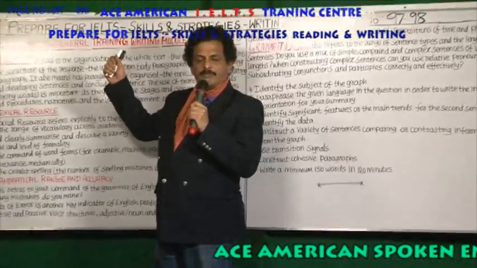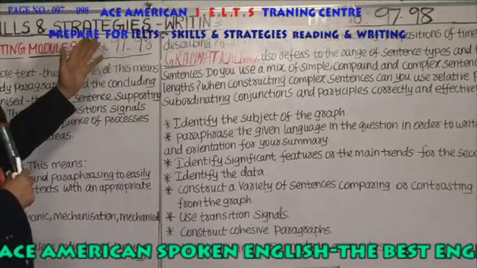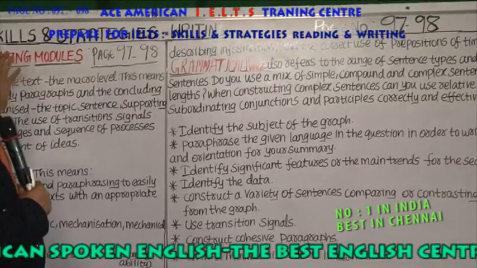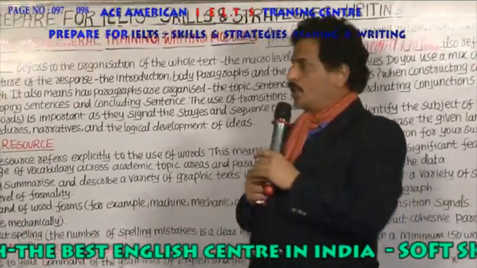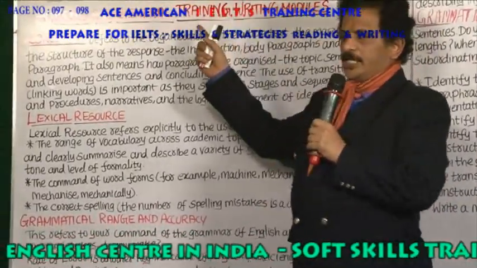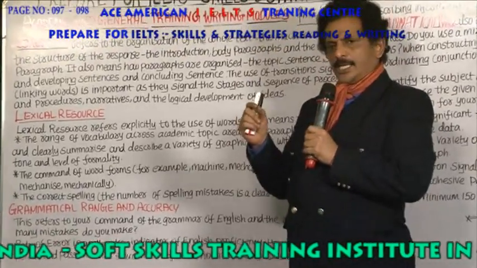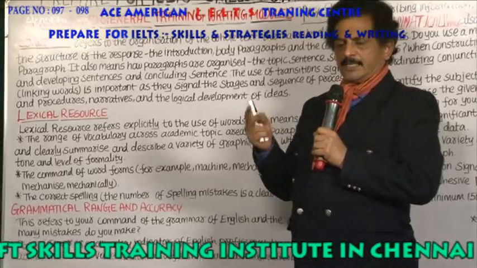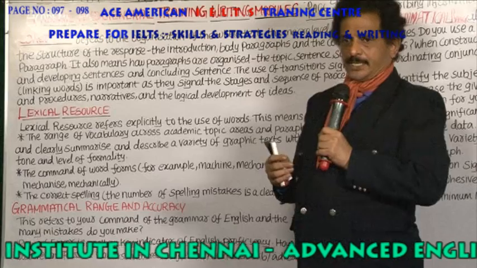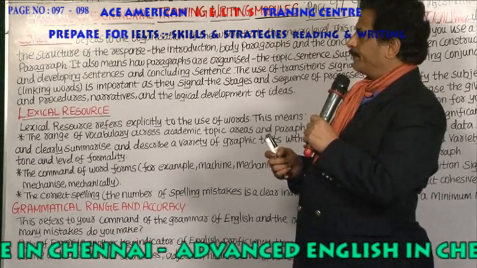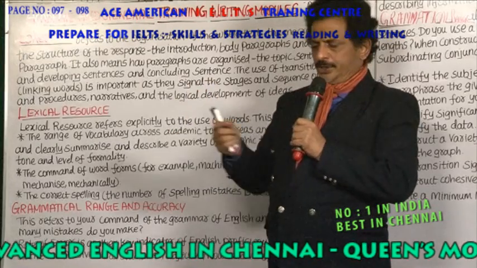Take your book, prepare for IELTS. It is the writing strategies and skill development class, page number 97 to 98. Take your book, academic and general training, writing models. For academic and general, two types of varieties are there. Academic writing and reading is separate, and for general, writing and reading is separate. So here we are coming to the continuation of the earlier videos.